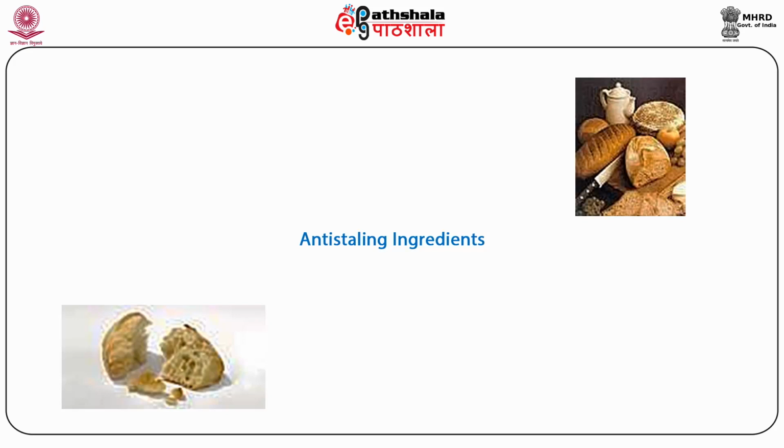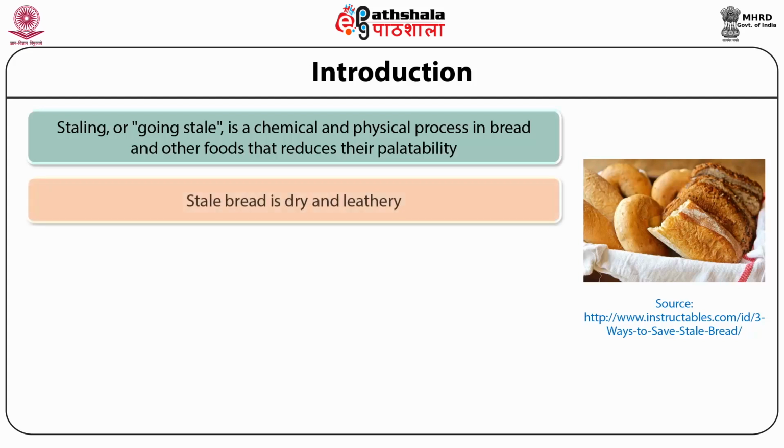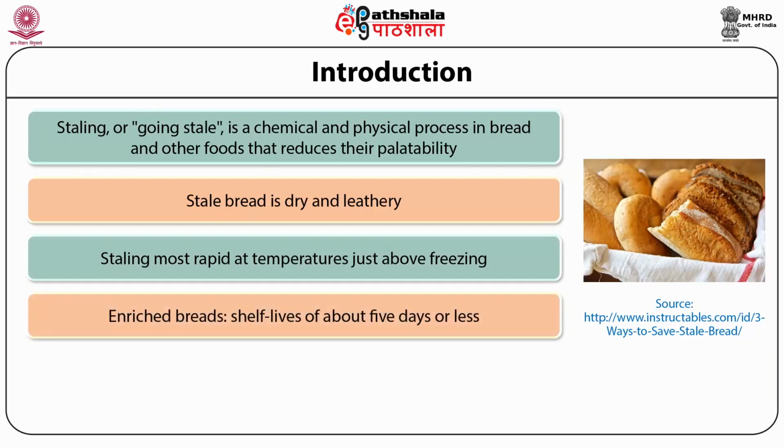The taste may be good, but if the body and texture of bread is not soft, you will not like it. So this is a process which is due to staling of these products, and we need anti-staling ingredients which can extend the shelf life of such kind of products. Staling or going stale is a chemical and physical process in bread and other foods that reduces their palatability. As I discussed earlier, stale bread is dry and leathery, and staling is most rapid at temperatures just above freezing. So enriched breads usually have shelf lives of about 5 days or less because of this staling process.